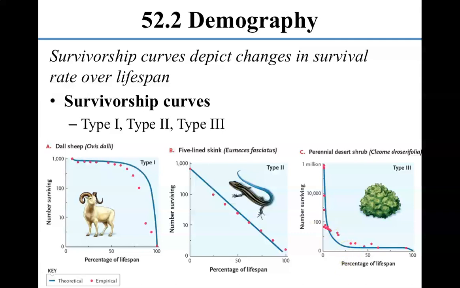And if you can survive to a certain proportion of the lifespan, so maybe if we're talking about a plant, if you can make it through the first 2 years, then you've got a good chance of living to an old age. Why would we see type 3 survivorship curve? Well, I'm going to use the example of plants to illustrate it.